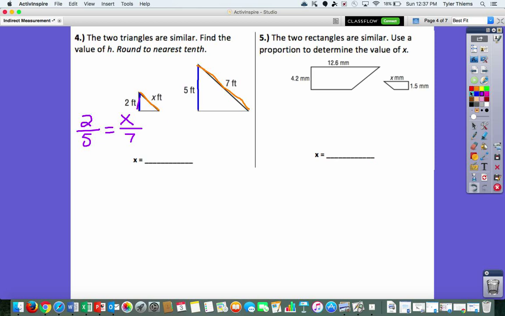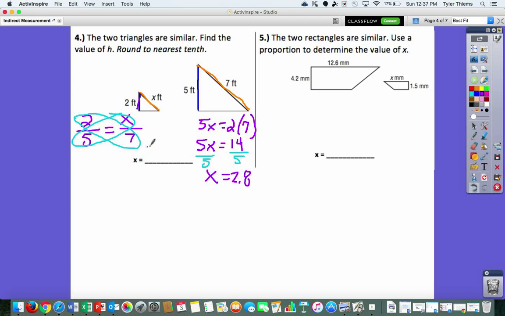Now notice it says round to the nearest tenth, so we need to set this up and solve. So we cross multiply and divide this proportion again. And we get 5x is equal to 2 times 7, because that is the other cross product there. So solving this proportion, we get 5x is equal to 14. To solve it, we would have to divide both sides by 5 here. And this is where you would probably want to use your calculator. If you solve this, you would get x is equal to 2.8 feet. So make sure you write that on the blank given. Make sure you put your units, 2.8 feet. And I always like to circle that final answer.